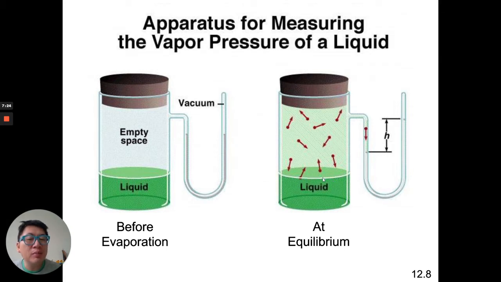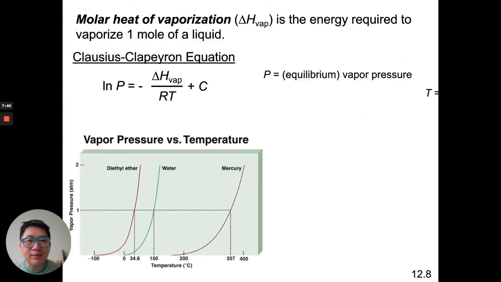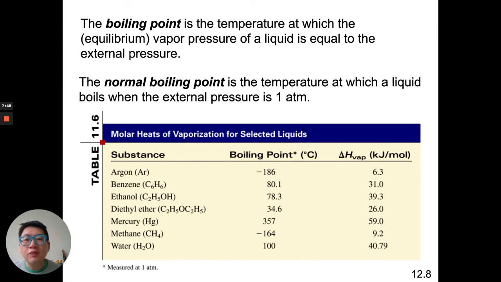But eventually you get to a point, and it's 100 degrees Celsius for water, where the equilibrium vapor pressure, the pressure of this liquid turning into a gas, is equal to the air pushing it down. At that point, at least at sea level, it can start turning into a gas. So for water, that happens to be at 100 degrees Celsius.